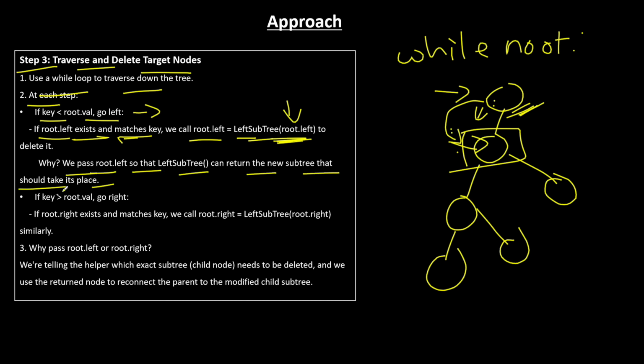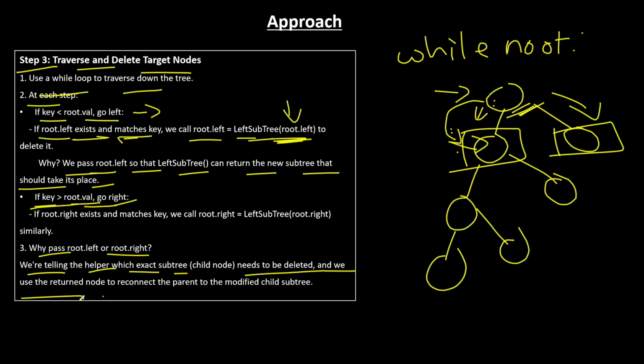And similarly, if the key is greater than root val, we go to the right. Basically, if there is a right subtree and this has to be deleted, then the same structure will happen, just it will be root right. And why are we passing root left or root right in the function? We're telling the helper function, the left subtree function, which exact subtree child node needs to be deleted, and we use the returned node to reconnect the parent to the modified child subtree.